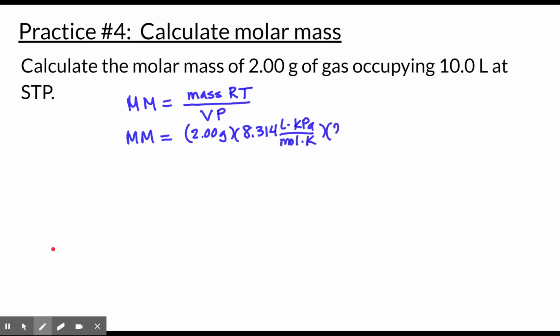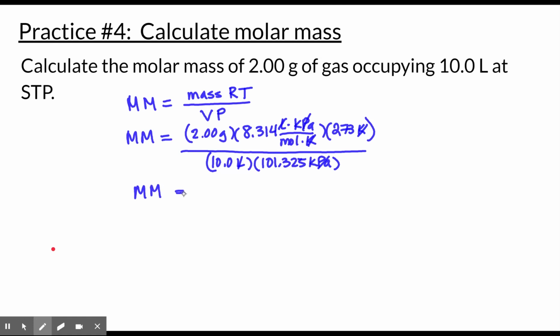It is standard temperature, so we're going to use 273 for Kelvin. And then Kelvin cancels out right away. Divided by the volume being 10 liters. And the standard pressure, since we are using kPa, is going to be 101.325 kilopascals. So kilopascals will cancel, liters will cancel. So we will end up with grams over moles, because moles is actually in the denominator of that gas constant unit. So molar mass will be the answer for this work once we work it out.